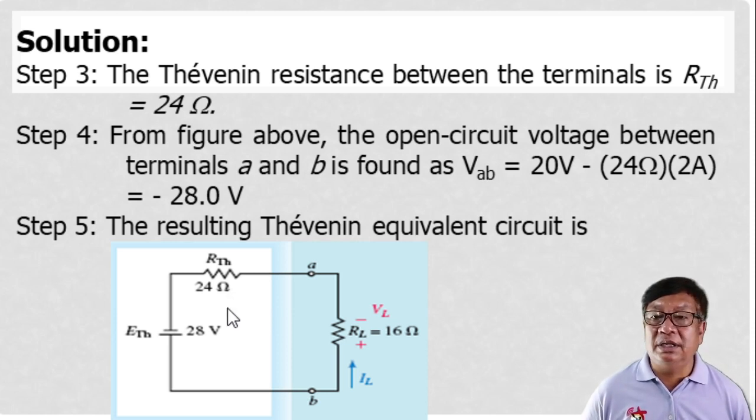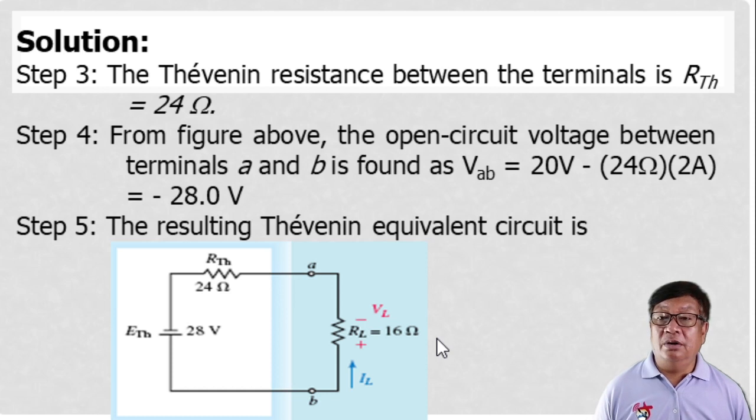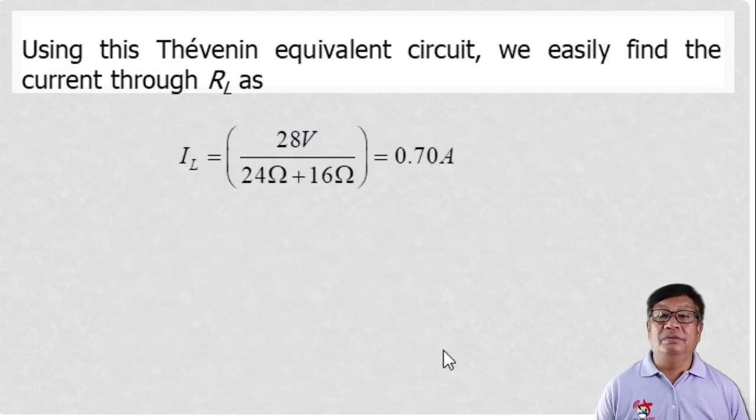Okay, so we have this the Thevenin resistance, the looking back resistance, as we mentioned a while ago for our solution. We don't have any other resistances, so we will use this R sub TH equal to 24. So you have the resulting Thevenin equivalent circuit is this one. Then you have the load resistance of 16 ohms.